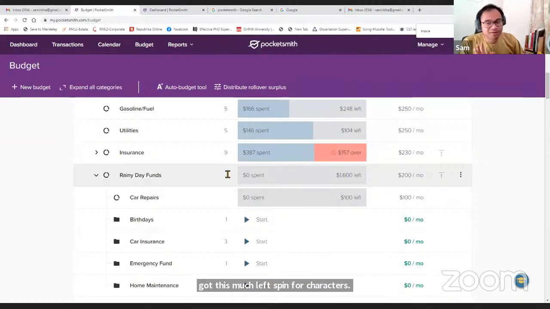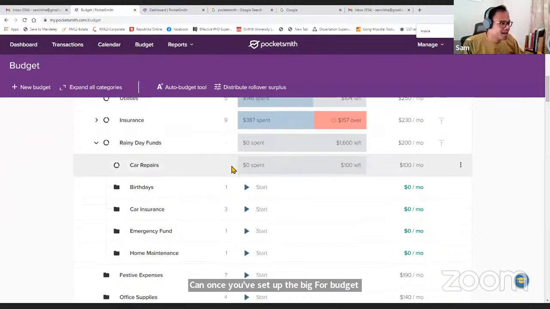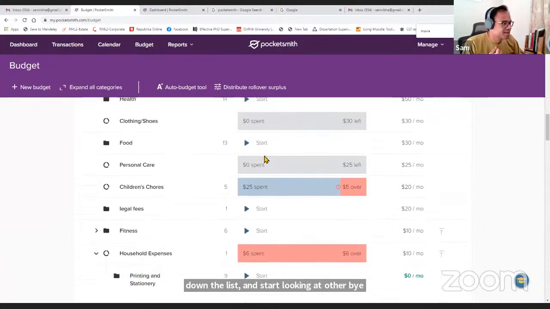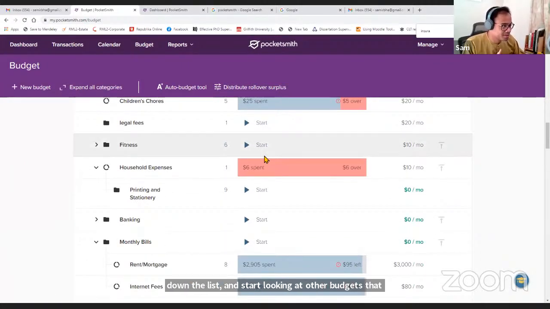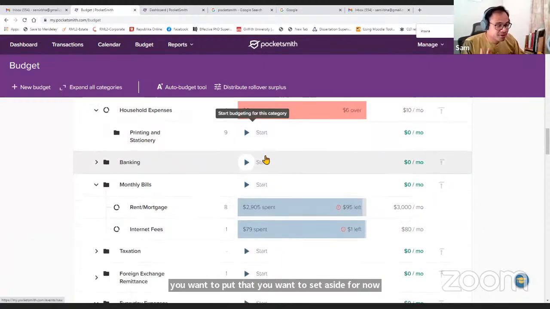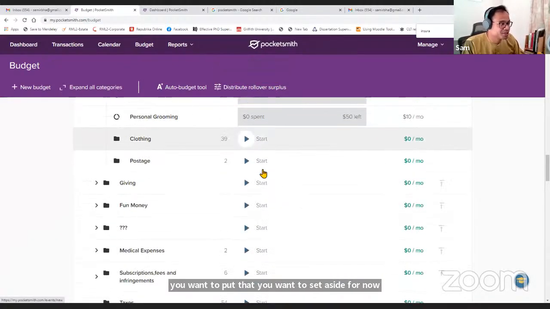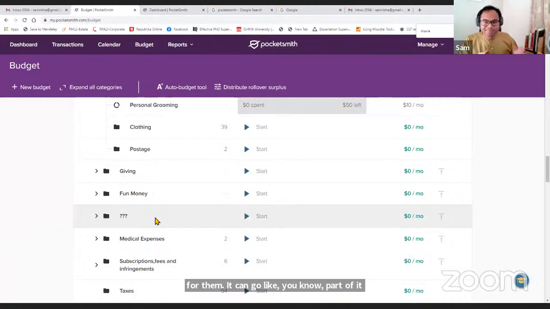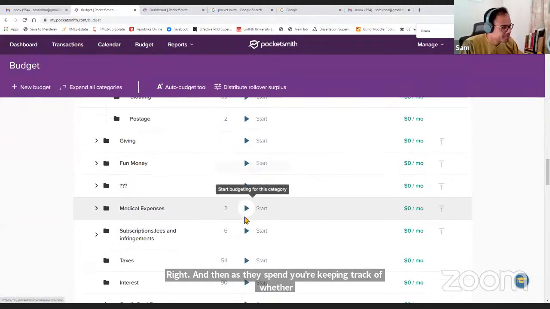Okay, and once you've set up the big 4 budgets, you can go down the list and start looking at other budgets that you want to set aside for. Now, again, if you've got that spendy partner, you may want to create a special spending category for them, like partner A's spending account. You can tell them, okay, you only have $600 to spend, and that's up to you to spend out of there. And as they spend, you're keeping track of where they are sitting on the budget.